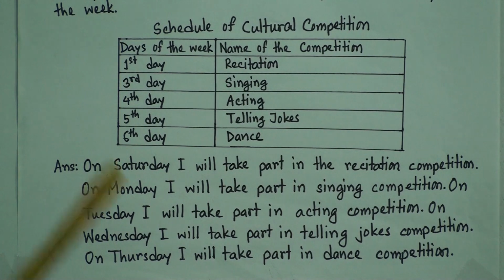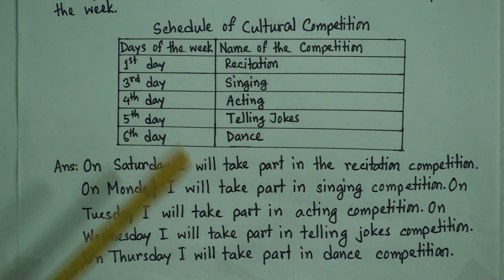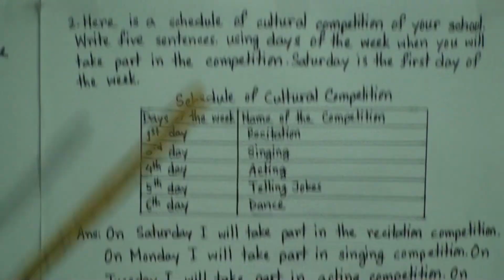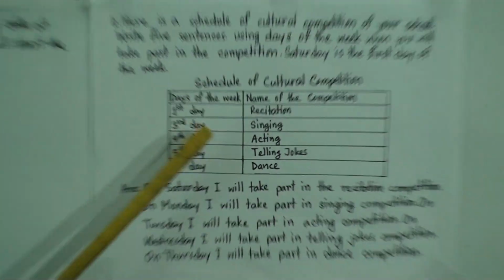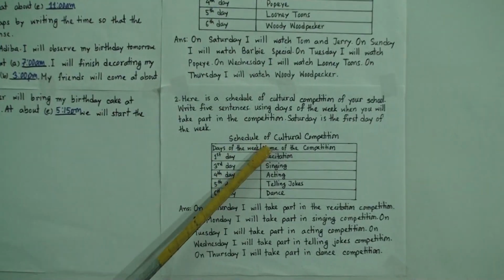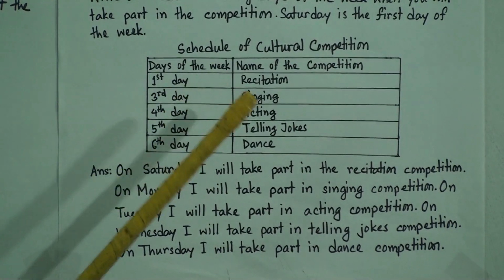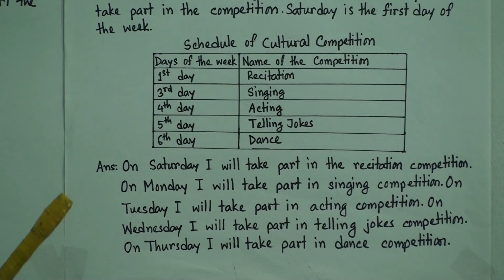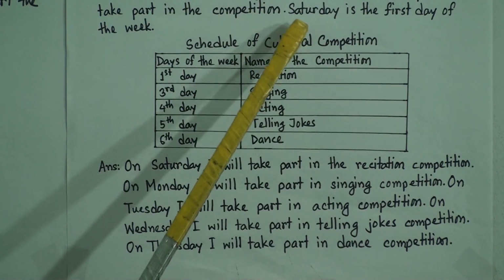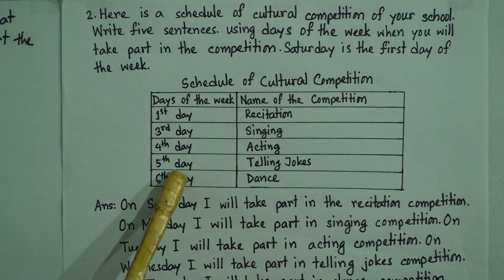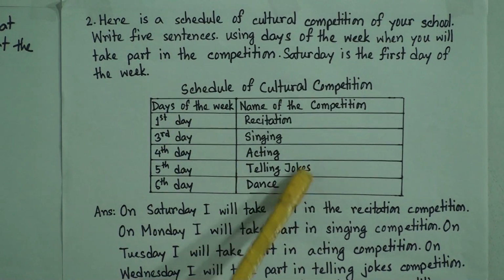So you will use this table to make 5 sentences. Now look, we have written 5 sentences in this answer and in this answer also. There will be 5 sentences. You will use this table. And of course you will follow the instruction, and you have to remember the days. The days start from Saturday, and you have to follow the days given in this table.